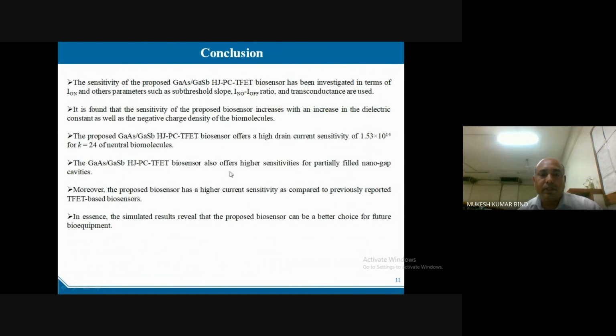Conclusion: in the proposed biosensor, we investigated not only the on current, but we also used the threshold voltage, slope, on current, and transconductance for sensitivity. The proposed biosensor also shows higher sensitivity with increasing dielectric constant of the biomolecule. In sum, the results show that the proposed device can be a better choice for future biosensor development.